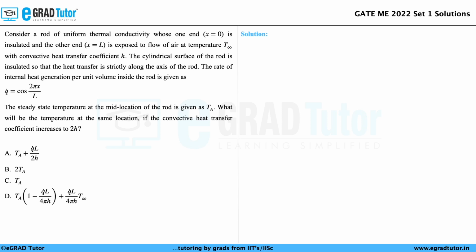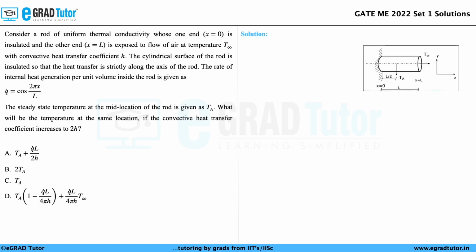q dot is equal to cos 2 pi x by L. The steady state temperature at the mid location of the rod is given as T_A. What will be the temperature at the same location if the convective heat transfer coefficient increases to 2h? This is an interesting question from heat transfer. Let's look at the solution.